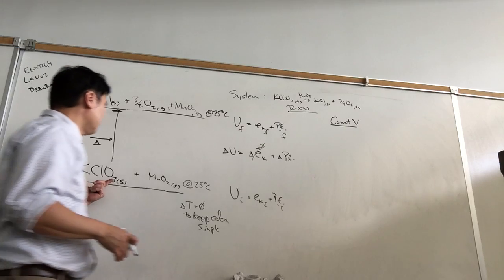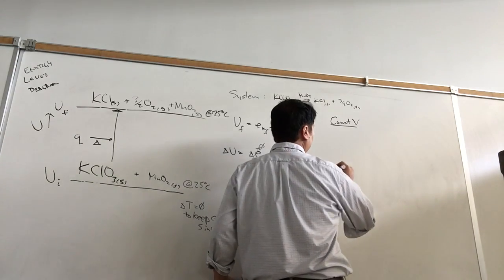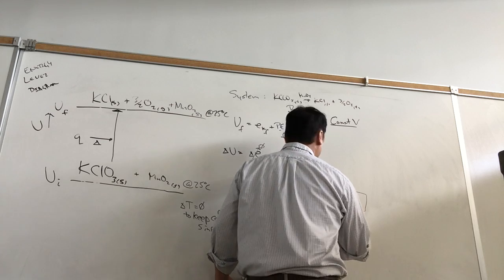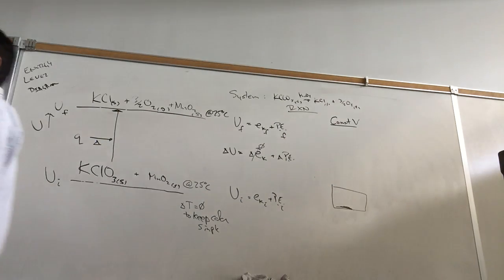Initially, what we have is a mole of KClO3. And so here, the initial volume, a mole of KClO3, well, how much volume does a mole of KClO3 have? Let's take a look at that.